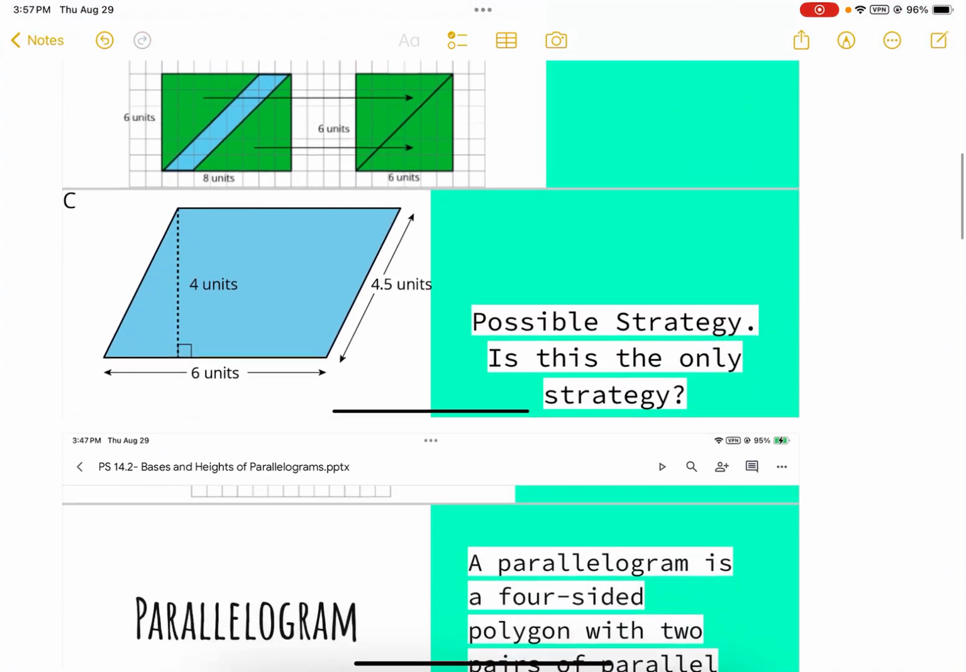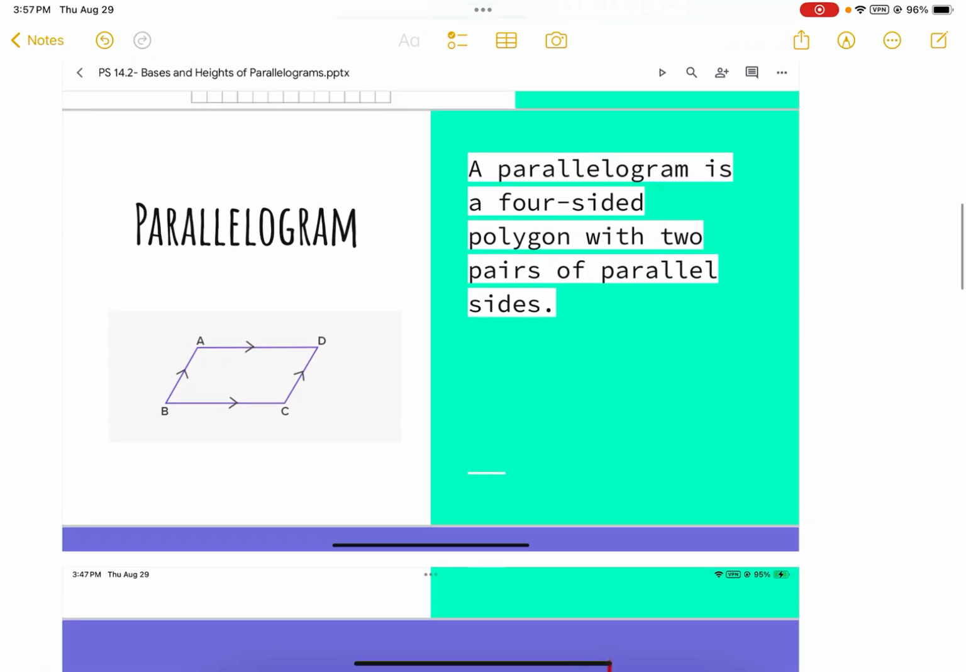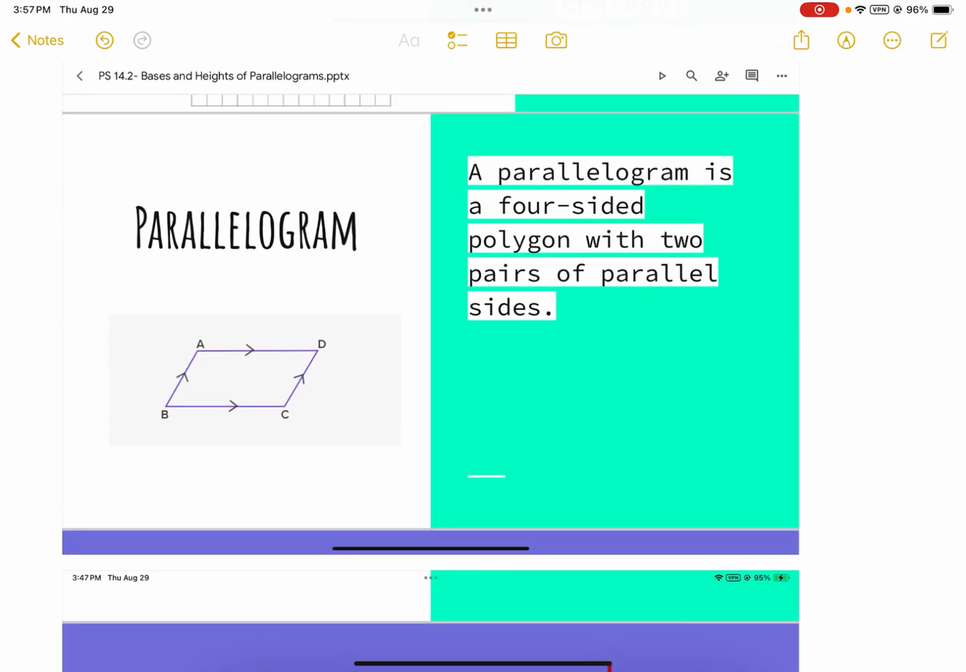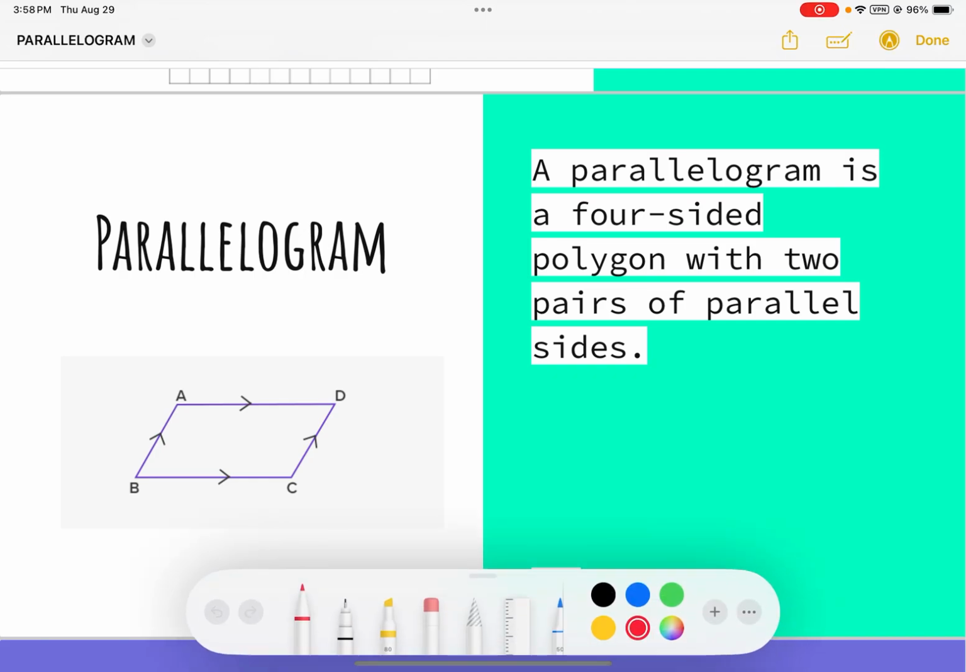Okay. Moving on to what a parallelogram is. A parallelogram is what we're trying to find the area of right now. A parallelogram is a 4-sided polygon with 2 pairs of parallel sides. So in other words, a parallelogram could be a square because the opposite sides are parallel with each other.